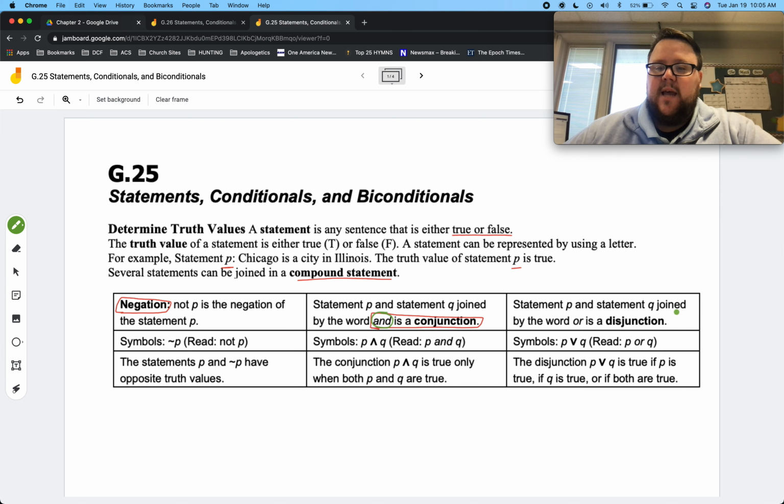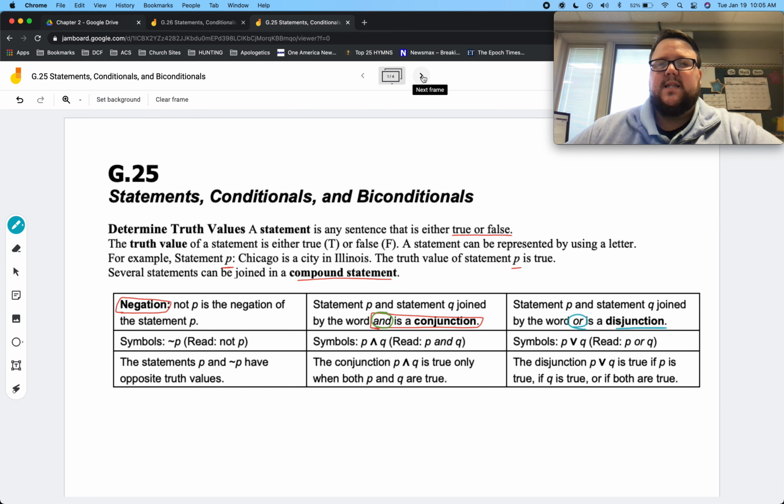Statement P and statement Q joined by the word or. So now we have or, which is a disjunction, and it's a downwards arrow for or. So P or Q. The disjunction P or Q is true if P is true, if Q is true, or both are true. So Mr. Chaz is wearing glasses or Mr. Chaz is wearing green. Well, Mr. Chaz is not wearing green, but he is wearing glasses. So because it's one or the other and the one was true, then it's true.